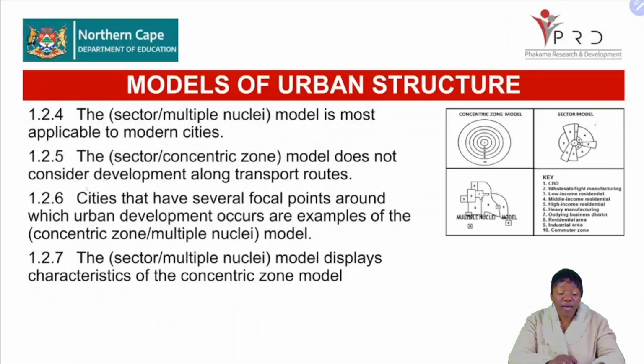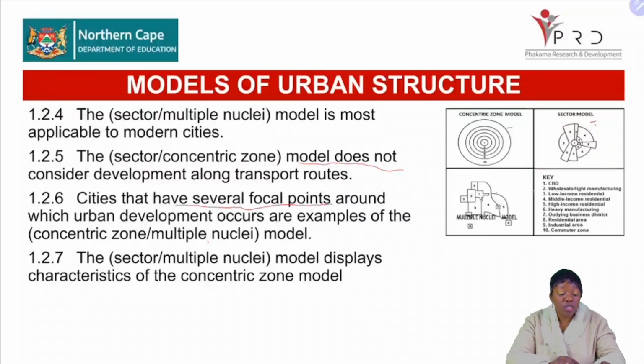Then your 1.2.5, the sector or the concentric zone model does not consider development along transport routes. So which one does not consider the development along the transport routes? Then your 1.2.6, the cities that have several focal points around which urban development occurs are an example of, is it a concentric or a multiple nuclear? Again, you're looking at the two, which is the concentric as well as the multiple nuclear.